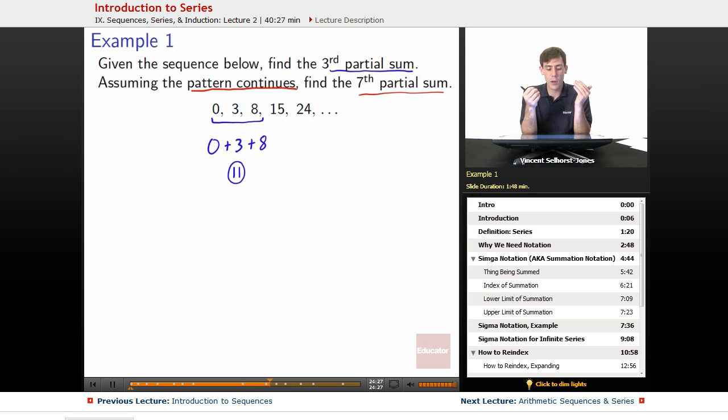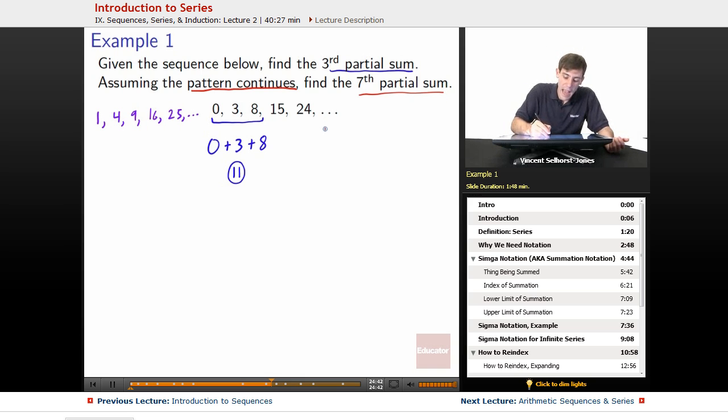But we look at this for a while and we might realize, oh hey, this looks kind of like 1, 4, 9, 16, 25, right? 0, 3, 8, 15, 24, that's just minus 1 on each one of the terms. So we can think of this as being, in general, n squared minus 1.